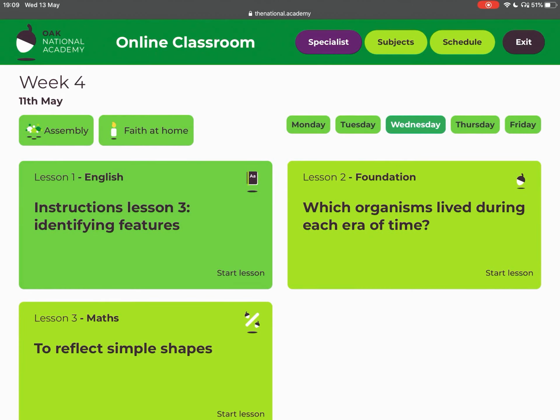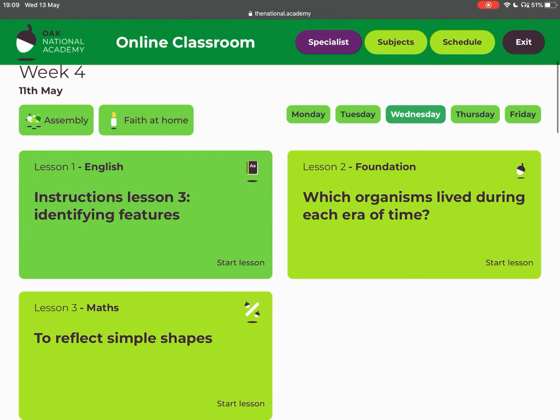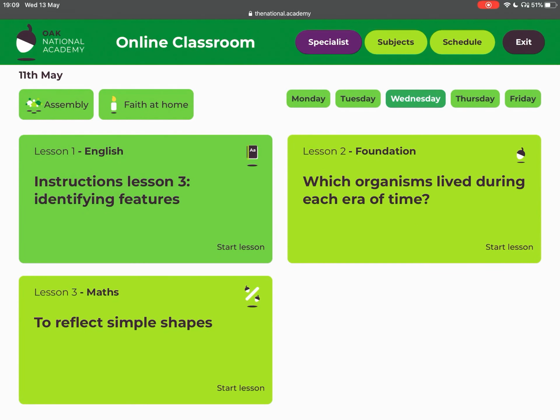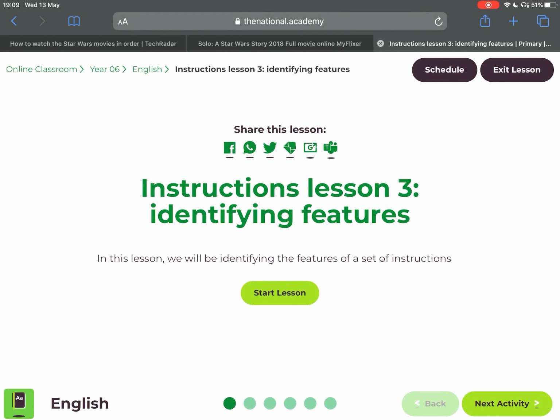Today is the 13th of May and we are going to be doing our daily recap on Year 6 Oak National Academy. So let's just jump straight into this. Lesson 1 here, you have English. In this lesson you're going to be identifying features of a set of instructions.